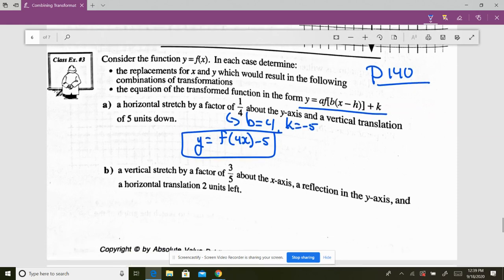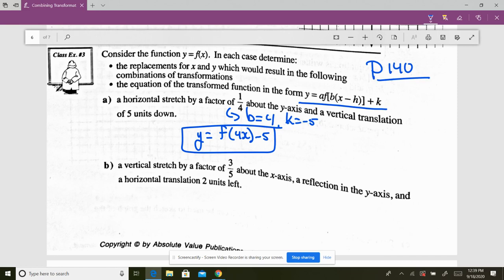Next one, we do a vertical stretch by a factor of 3/5. Reflect in the y-axis and a horizontal translation 2 units left. Okay. Vertical stretch by 3/5. So A is? Three-fifths. It doesn't change, right? Only B changes.